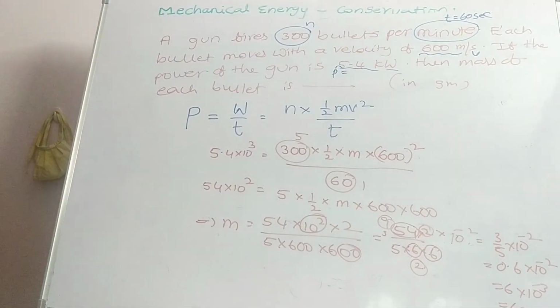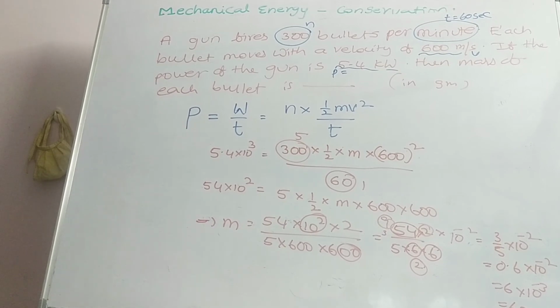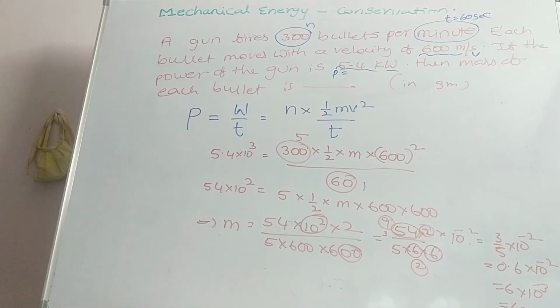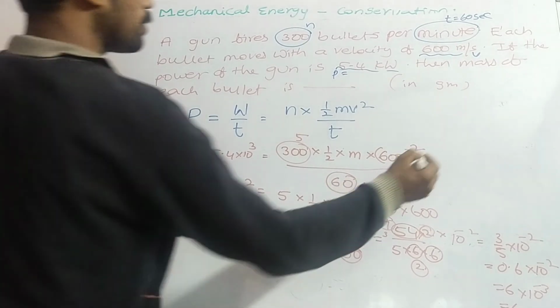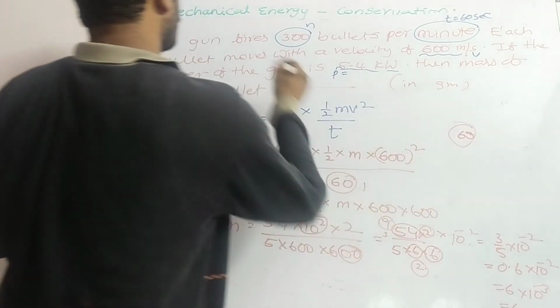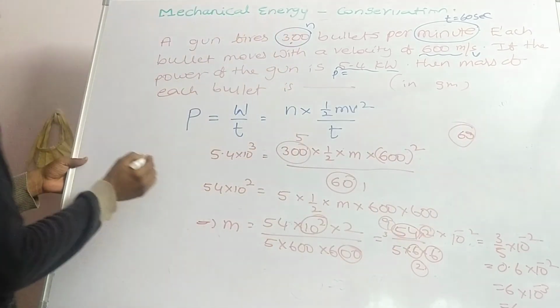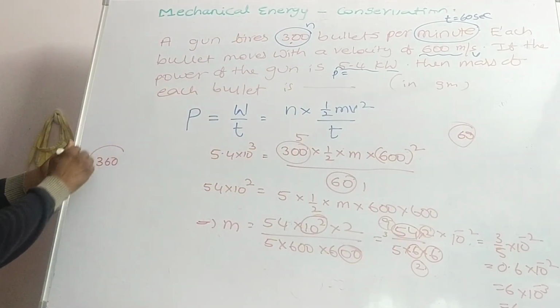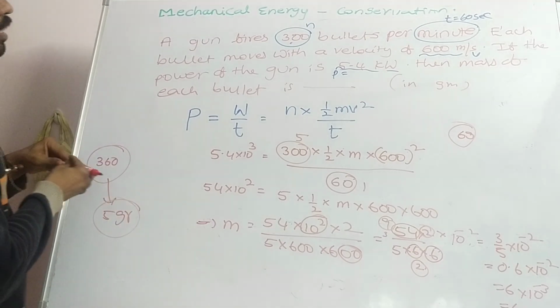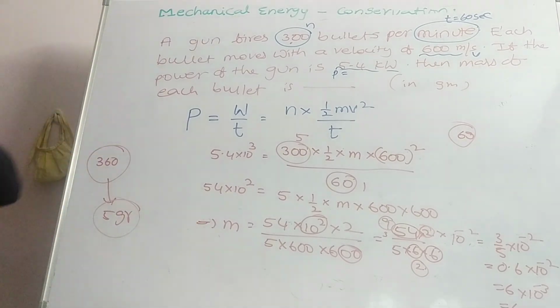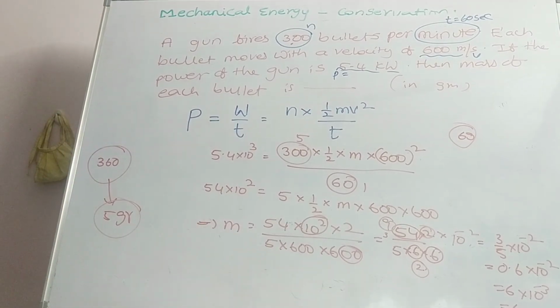Okay. Of course we will get the same answer. No problem, there is no mistake. For this problem answer is 6 grams only. If we take number of bullets 360, then we will get 5 grams. But here we have only 300 bullets. So that's why answer will be 6 grams. It is correct. Okay, no problem.